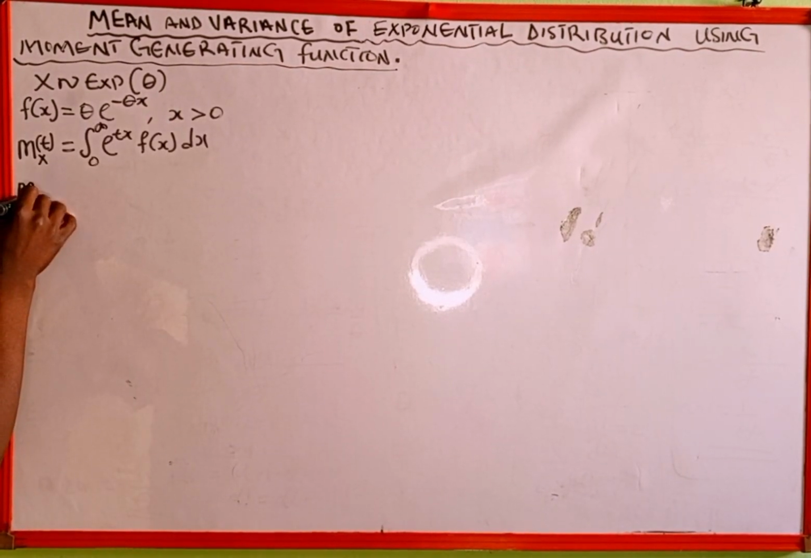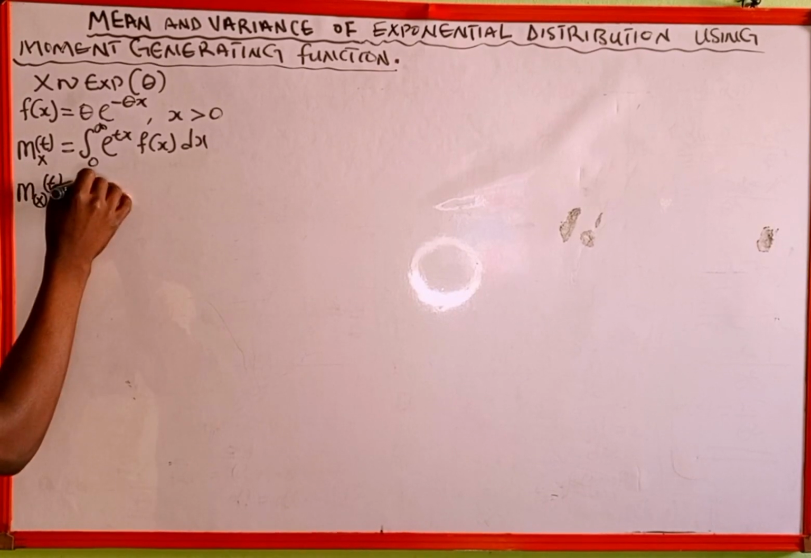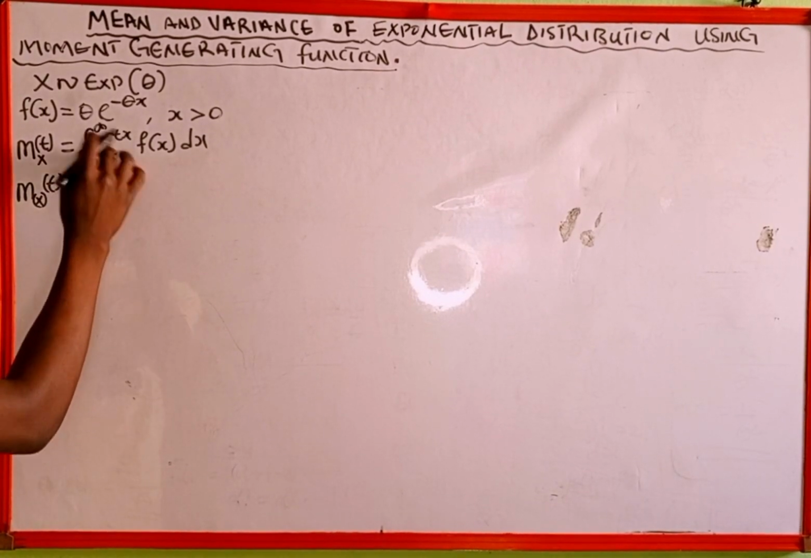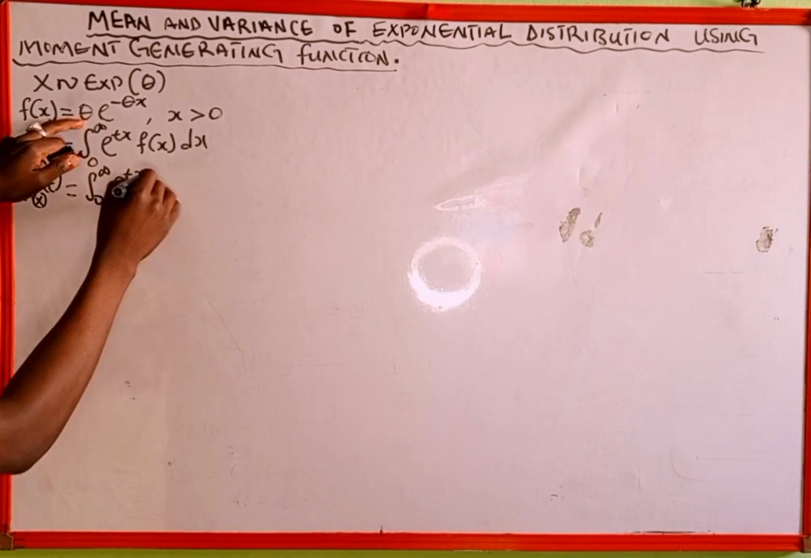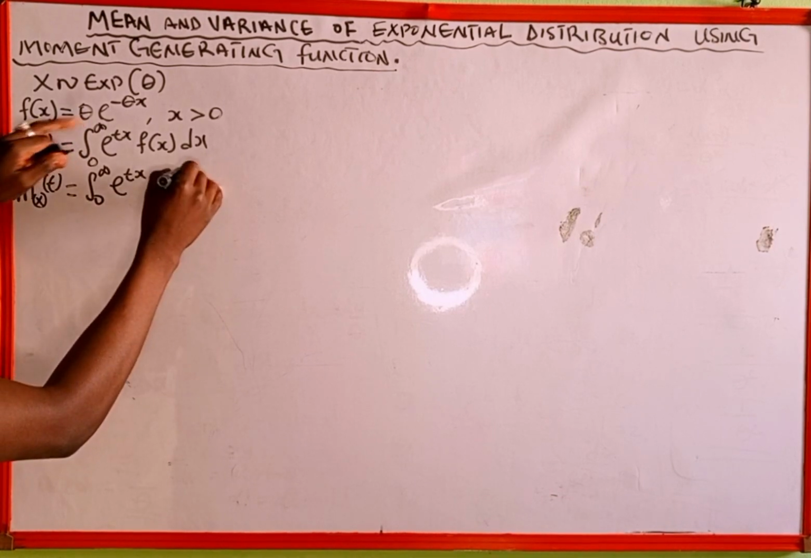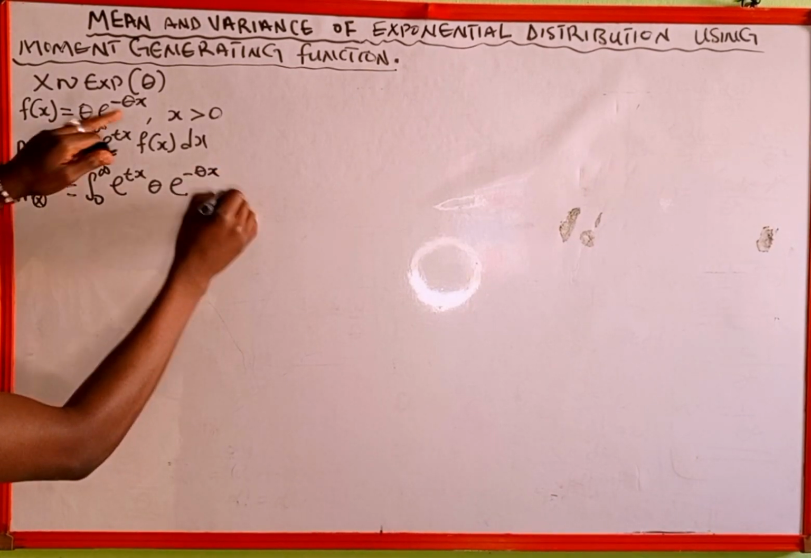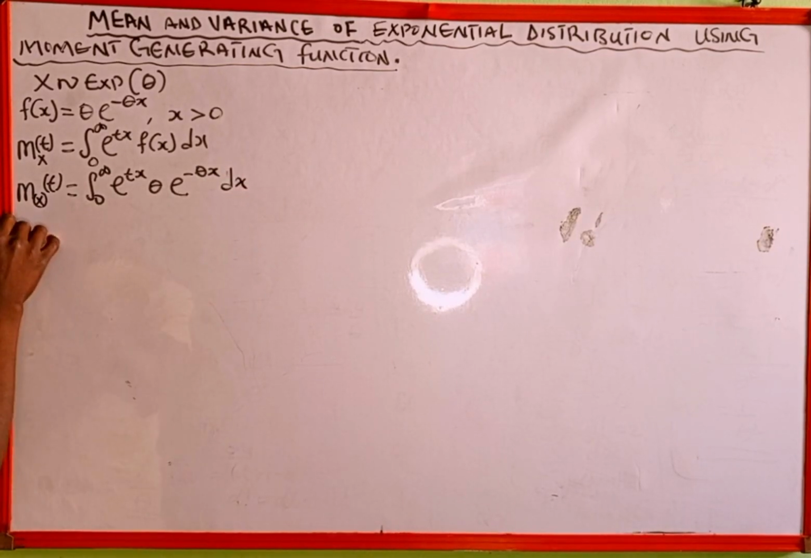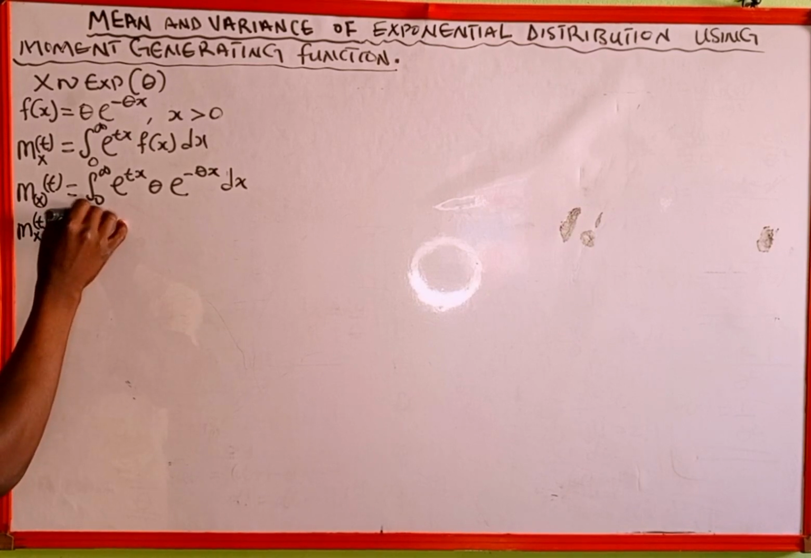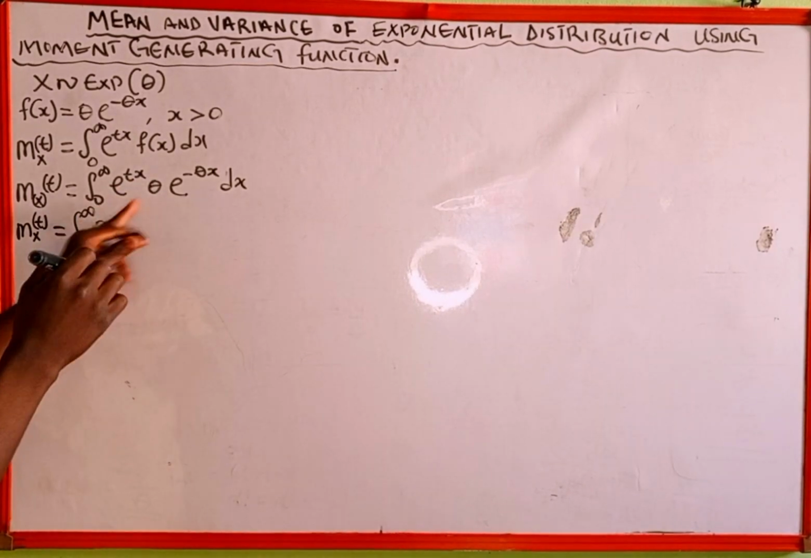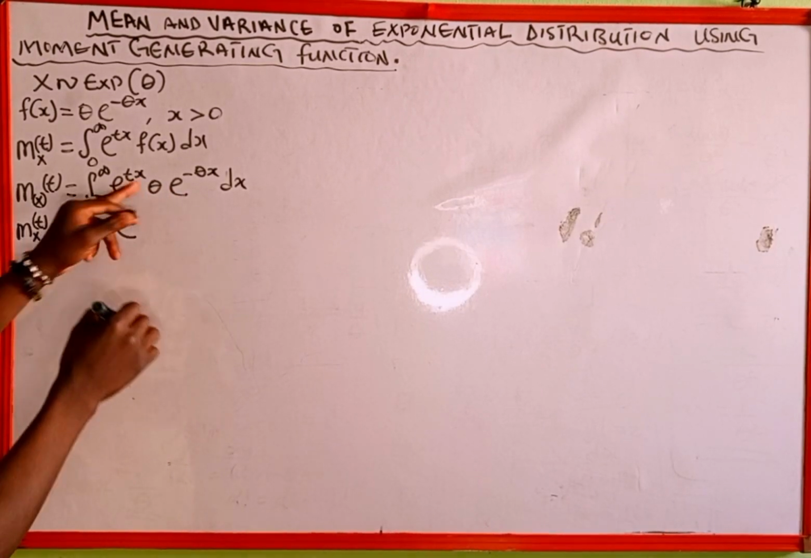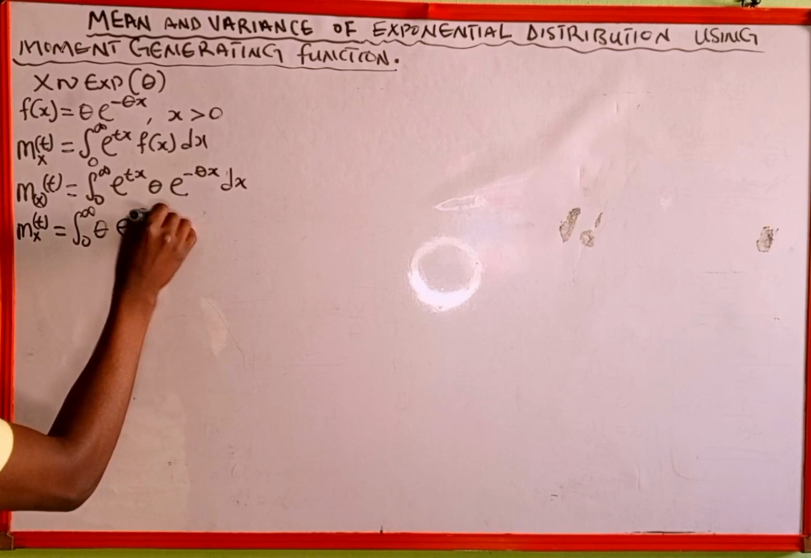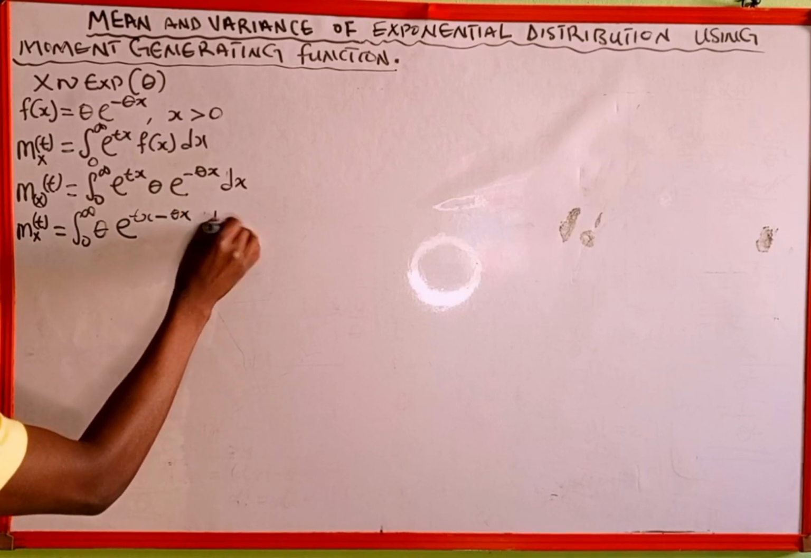So the moment generating function M sub x of t is equal to the integral from 0 to positive infinity of e raised to the power of tx, and the function f of x, which is theta multiplied by exponential raised to the power of minus theta x, dx. So M sub x of t will be equal to the integral from 0 to infinity of theta, then we multiply these two together. Since the bases are the same, we write one of the base and add the powers, which gives tx minus theta x, dx.